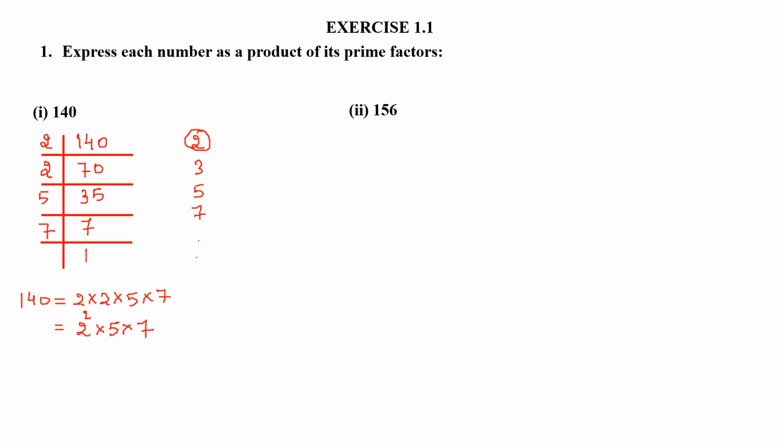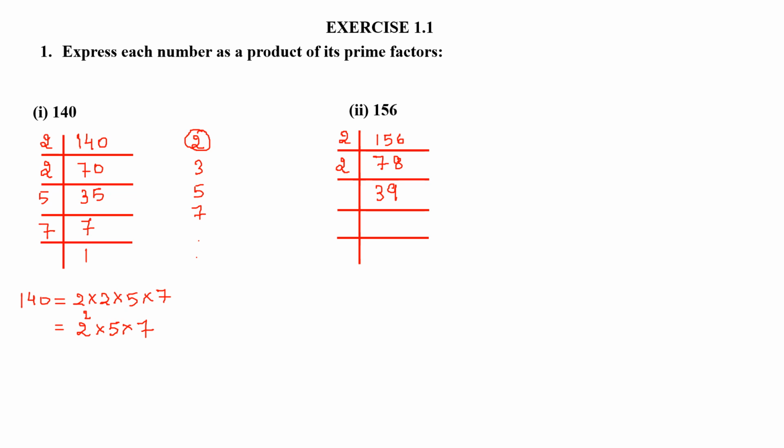156. So again you have to do the prime factorization of it. So first you write the number here, 156. Okay. Now first of all 156 is an even number. So it is divisible by 2. So 2 times 78 if you do you will get 156. Again 78 is an even number. So again it will go in 2 table. 2 times 39.